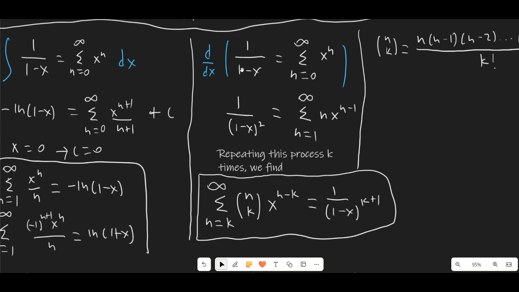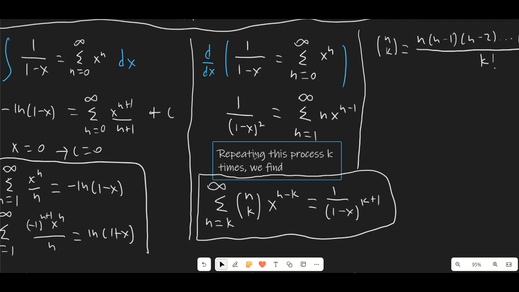Also, if we differentiate the geometric series, we find that we get 1 over 1 minus x all squared on the left side here. And when we differentiate on the inside, we get the sum from n equals 1. Again, we shift the index over by 1 because that first term is going to disappear. n equals 1 to infinity of n times x to the n minus 1. And you can actually repeat this process as many times as you like.